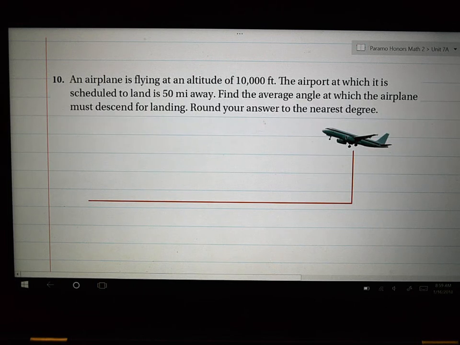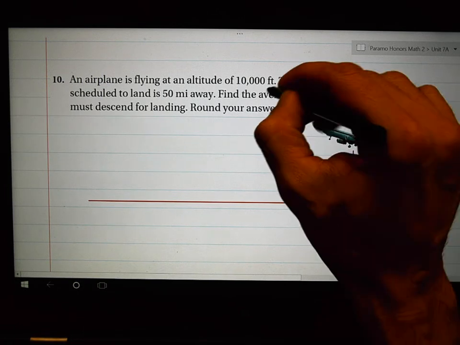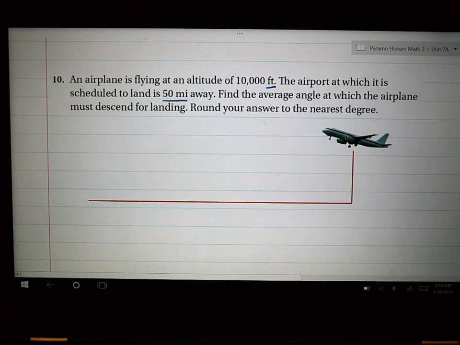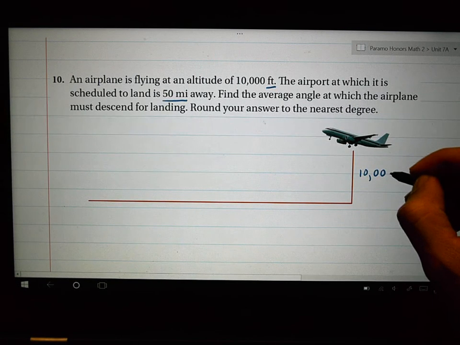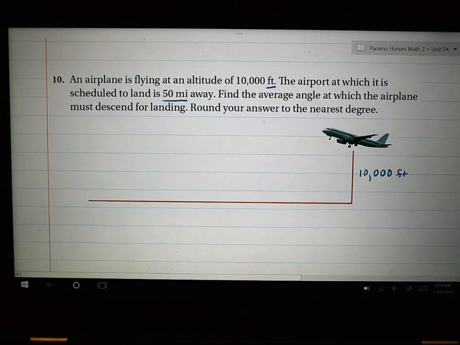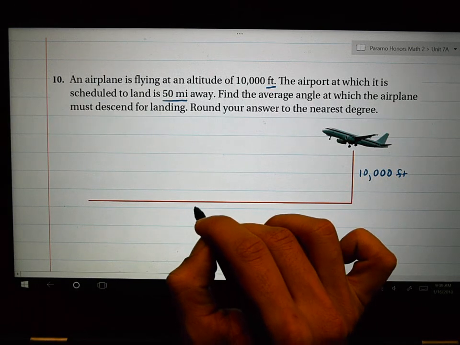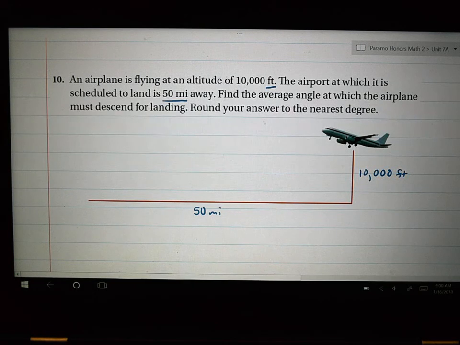So I got my airplane there. It's already drawn. And I started with this red line and this other red line, and one's a lot longer than the other because I know that 50 miles away is a lot longer than 10,000 feet. And then I noticed something, that this one is measured in feet and this one's measured in miles. We're going to have to convert. This is 10,000 feet. It's flying at 10,000 feet. And then we have 50 miles, but I'm going to put the 50 miles right about here. 50 miles away.